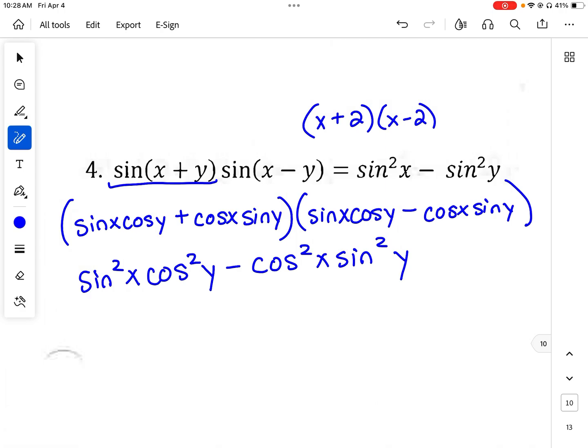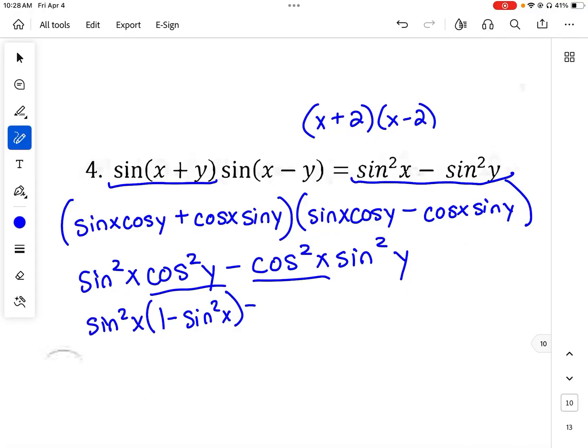All right, so let's see what we can do. I want it to be all in sines. So I need to somehow get rid of this cosine. So let's look back at our Pythagorean identities. Sine squared u plus cosine squared u equals 1. So cosine squared can be found by doing 1 minus sine squared x. So we are going to replace cosine squared using the Pythagorean identity. I'm going to keep the sine squared x, and I'm going to replace the cosine squared x.